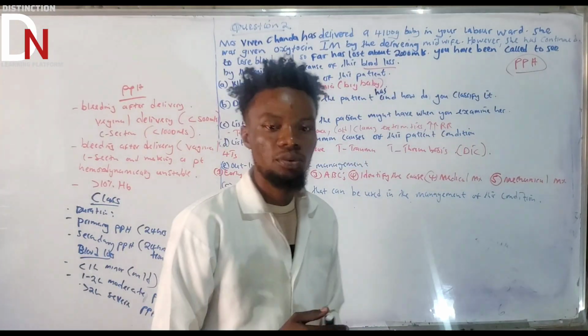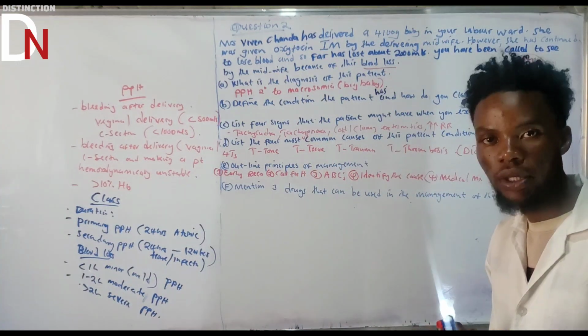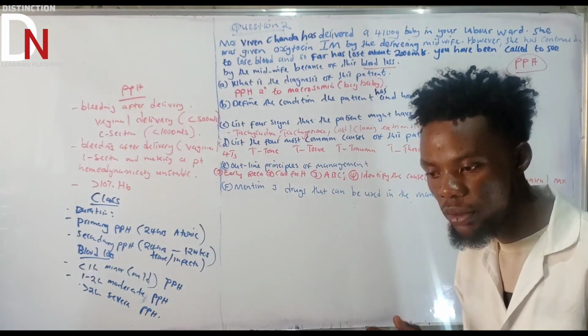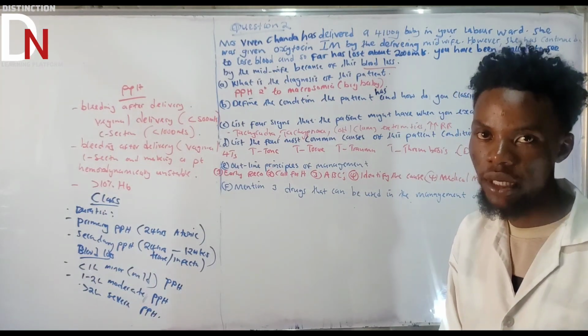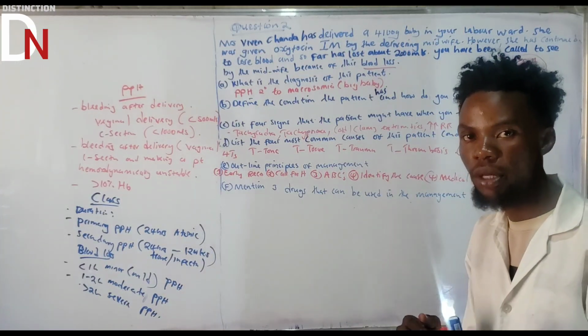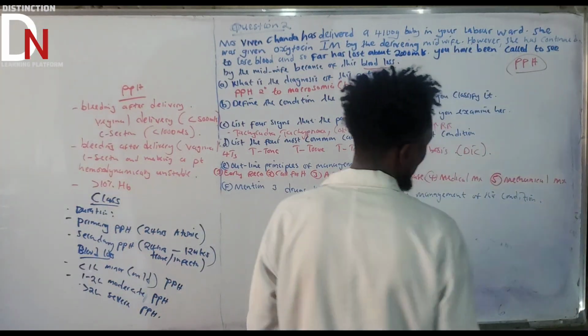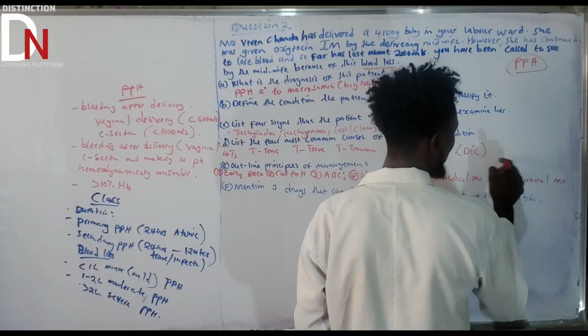Why do mechanical management? Because you are going to intervene yourself. Okay, since blood is still coming, you're going to prevent the blood loss temporarily, so that now you can take them to OT, operating theater. You take them to OT. So you are going to do two main things under mechanical management. What is that? Okay, I'll write it here. Two things we do.